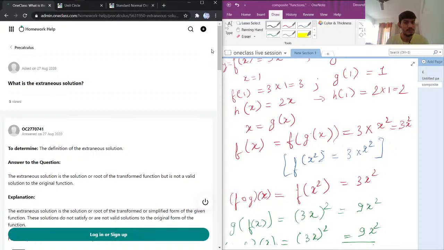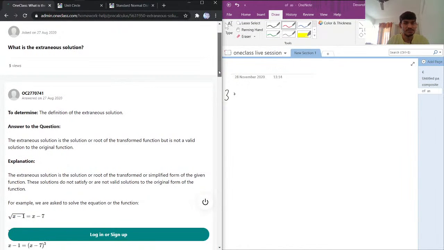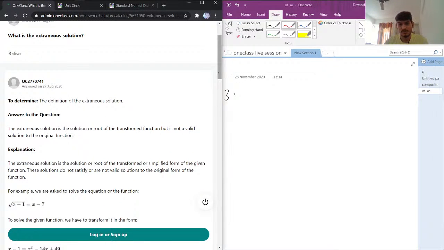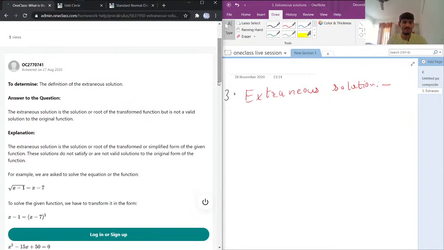Now we will move to another question, question number 3. This states: what is extraneous solution? So here we'll write. Don't judge my handwriting, okay? I write better on paper compared to this whiteboard.